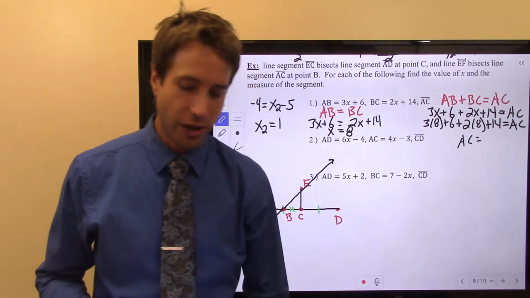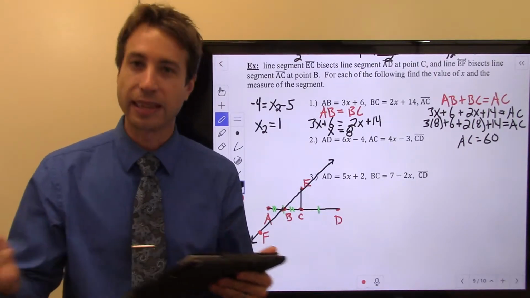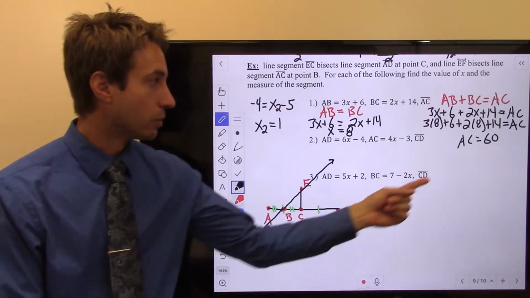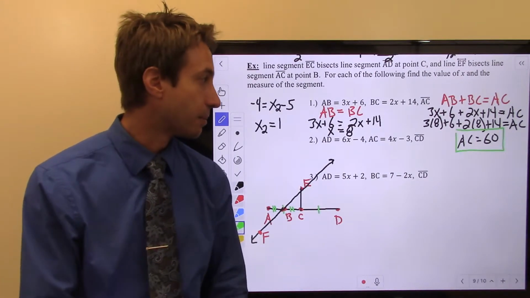Plug that into your calculator if you need to. Hopefully you don't need to, but if you did, don't fat finger something, and you get line segment AC is equal to 60, which is what I asked you to find. Right there. Let's keep going.